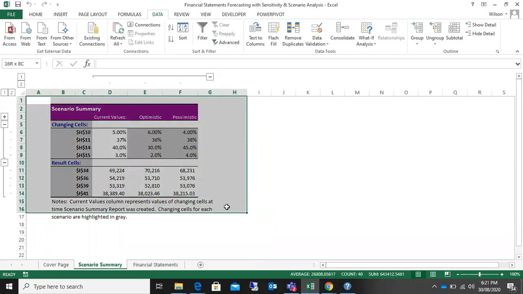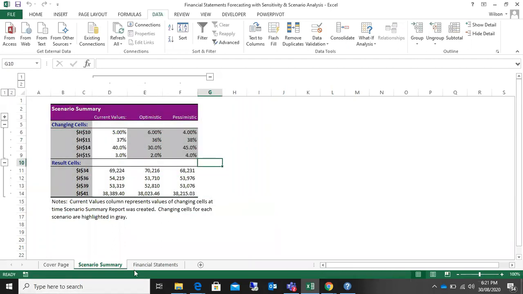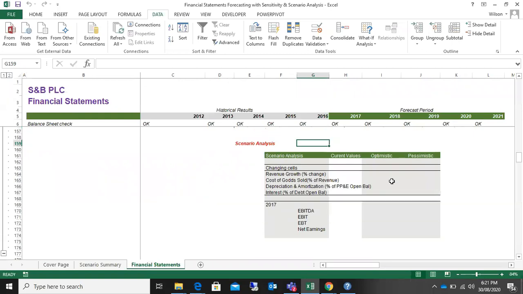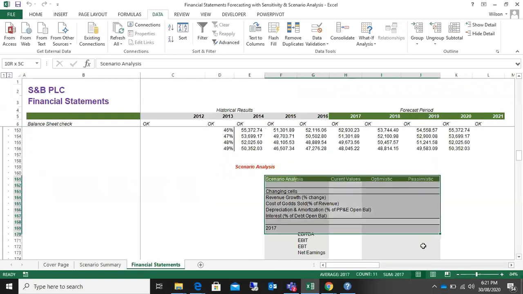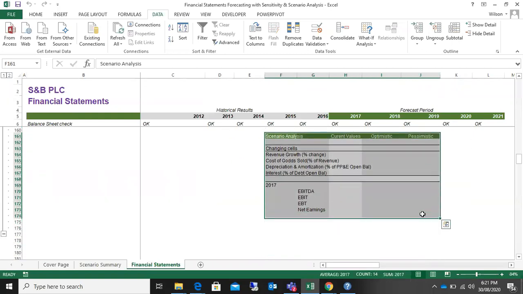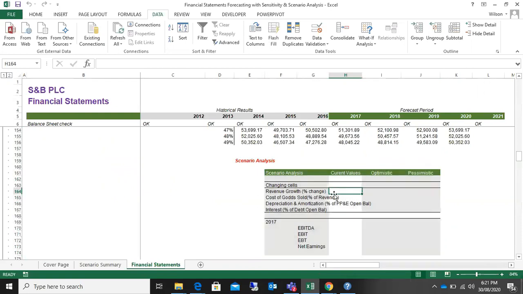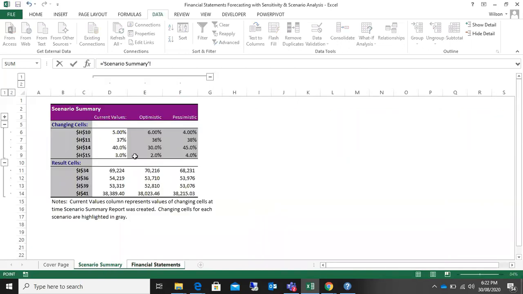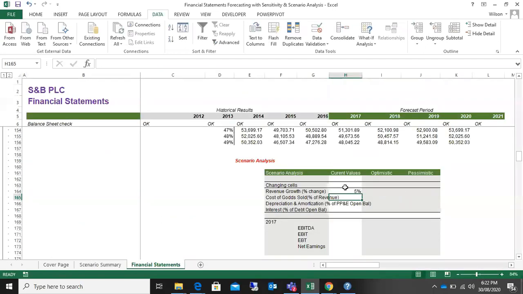Are you getting me? Now, before you hide it, you will come to your financial statement and format a table like this. Do you understand? This table will be formatted by you. So what you will now do is, in this current value, just link it, go to scenario summary and pick current value here. You can see this is the current value. Select this one and press OK. Then take it down like this.